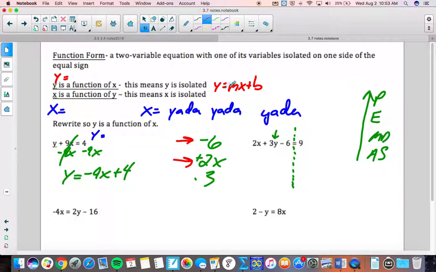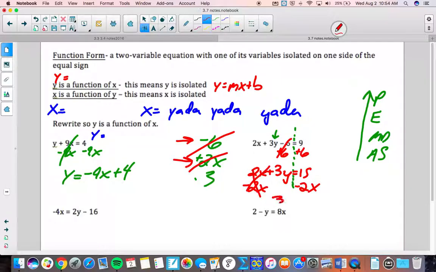So I'm just going to add 6 first. What I do to one side, I do to the other. So now I have 2x plus 3y equals 15. So next step, I'm going to undo adding 2x by subtracting 2x. So this is gone. On the left side, I'm left with 3y.